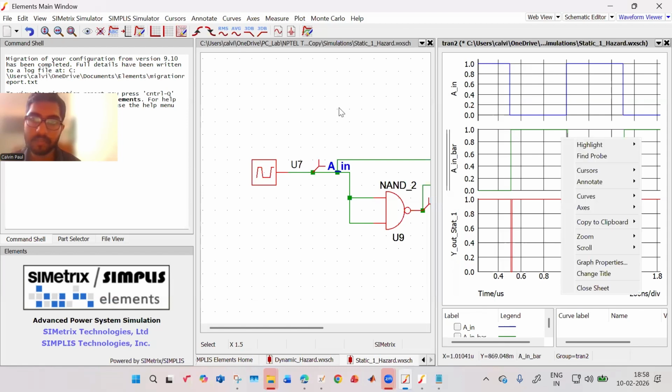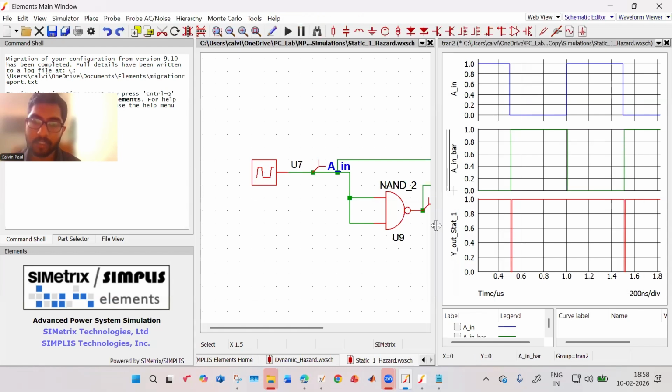This static 1 hazard. Any doubts in this? It's a new concept. It may be new for you, maybe you know it. But if you have any queries, you can ask me. And since this is simulation, you can check it. We can also check what will happen with the delay. If the delay is less, if the delay is more, what can happen?